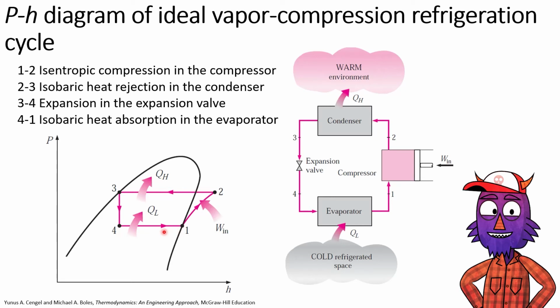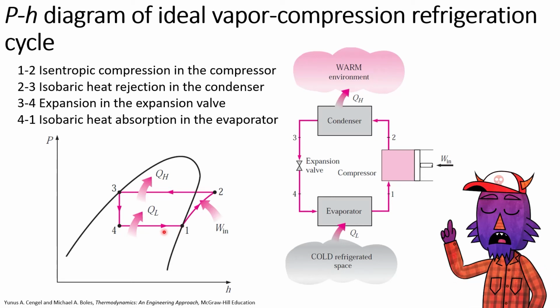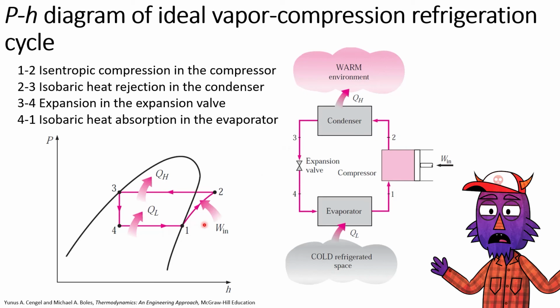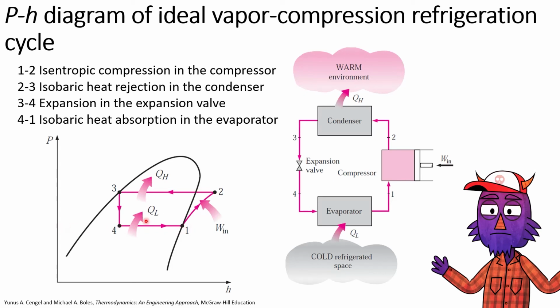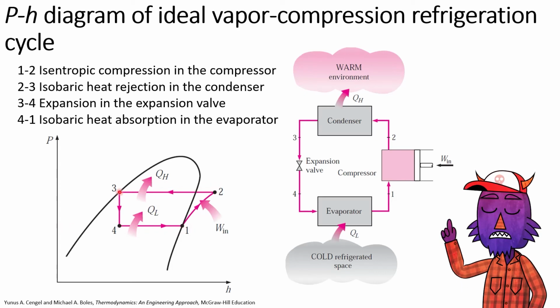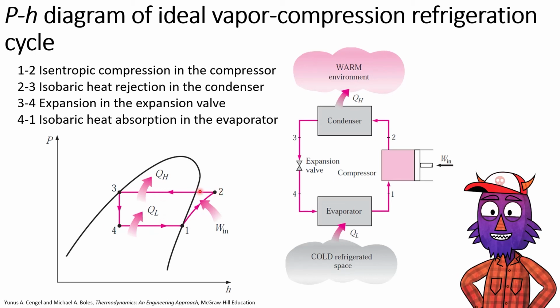When it comes to a refrigeration cycle, in ideal terms, the whole refrigeration cycle works between two different pressures. The first one is the evaporator pressure, this level, and the other level is the condenser pressure: low pressure and high pressure.